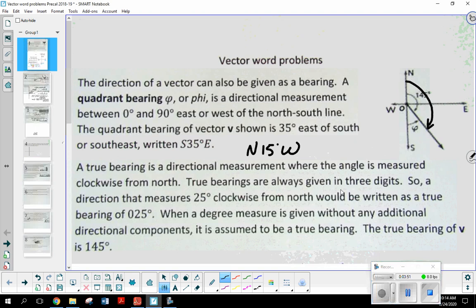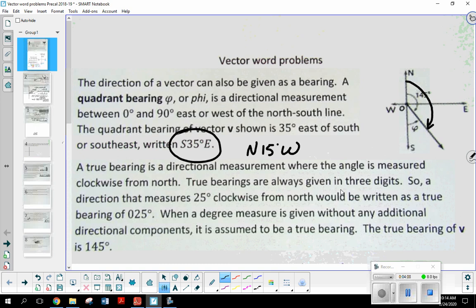Okay, so let's do a quick recap since it's been since Thursday since we talked about this. We started the lesson talking about bearing. Now, quadrant bearing is always given in this notation. So it starts out north or south and finishes east or west. So quadrant bearing is restricted to a quadrant.